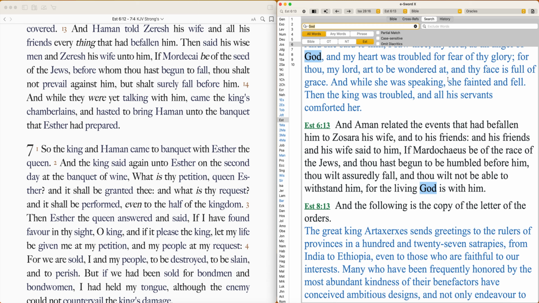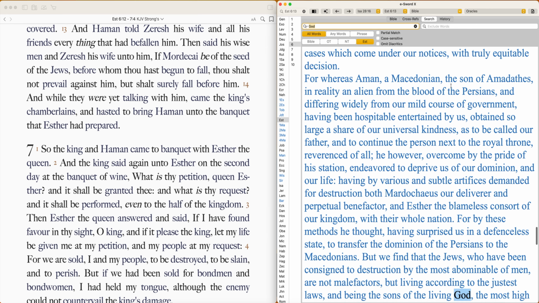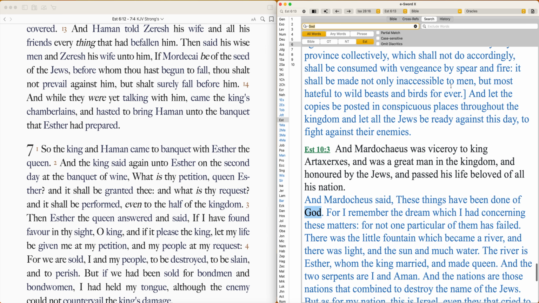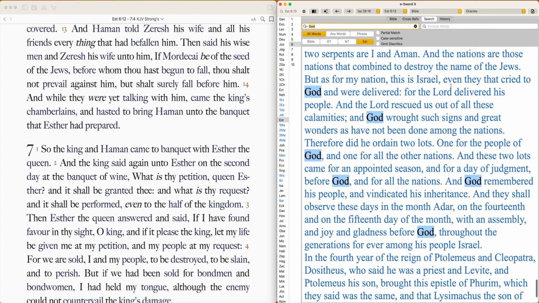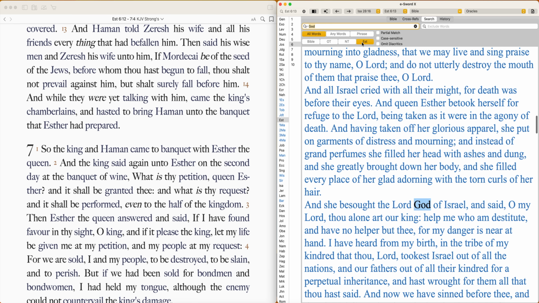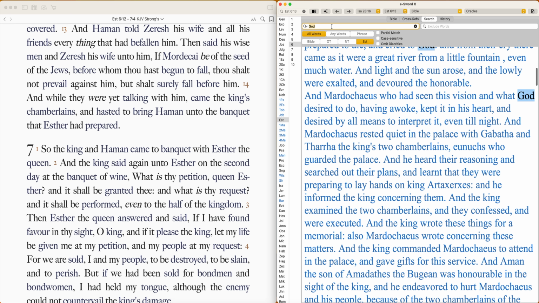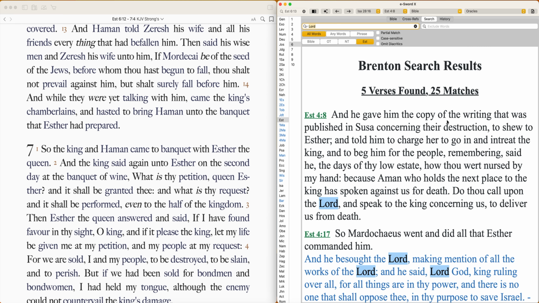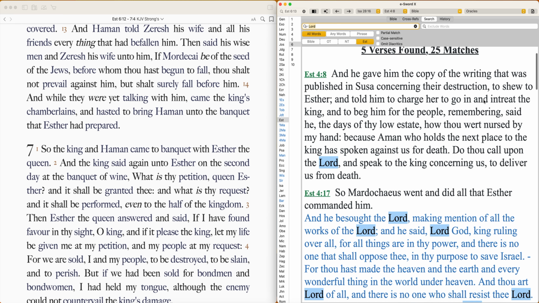Okay, so let me go back again. All this is taken out, uses the word God. God's mentioned plenty of times. So 8 verses, 25 matches. And then also, like I showed you in the King James, it doesn't mention Lord, but then I could type in the word Lord and it mentions it 25 times.